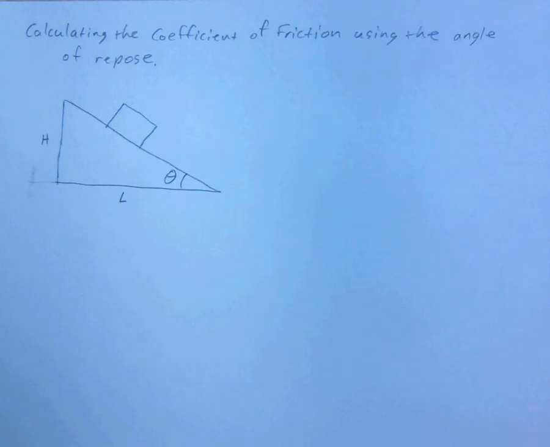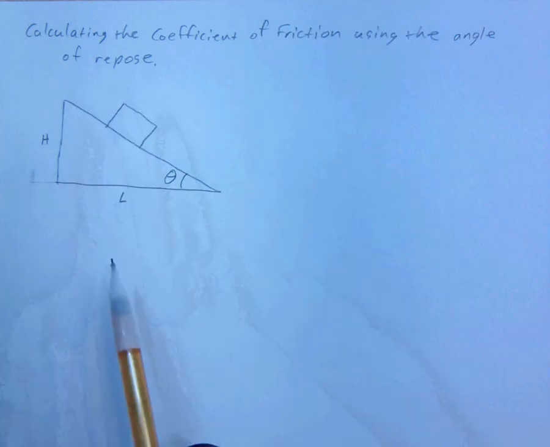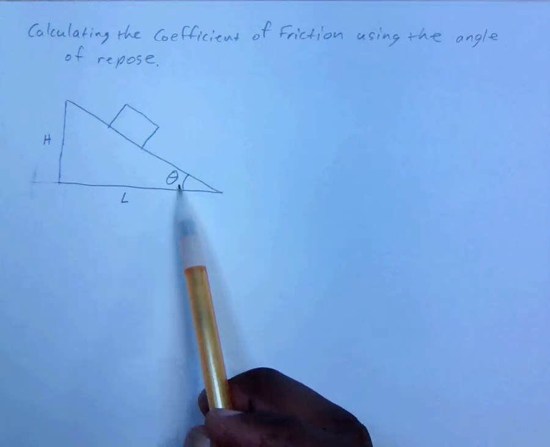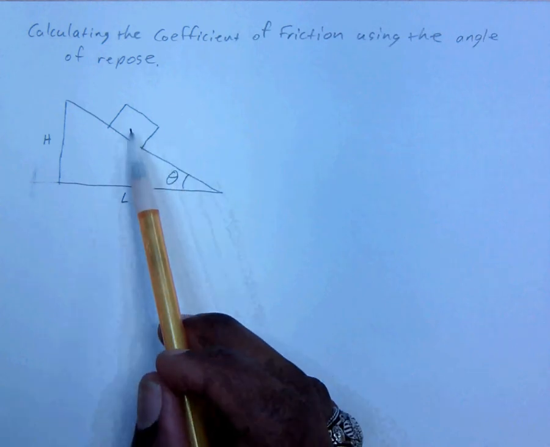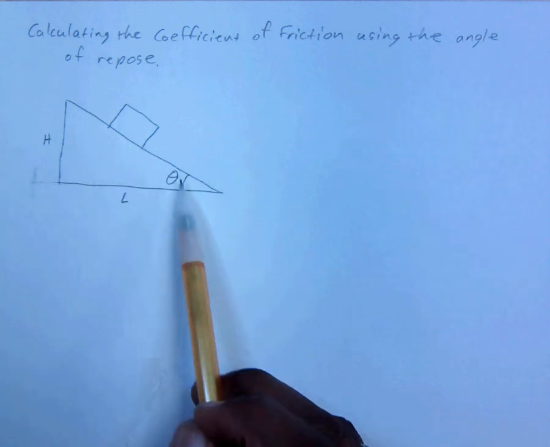And right now I'm going to talk about how to calculate the coefficient of friction using the angle of repose. And so the question is, what is the angle of repose, first of all? Well, the angle of repose is the angle at which you can have an object overcome the force of friction and start sliding down.